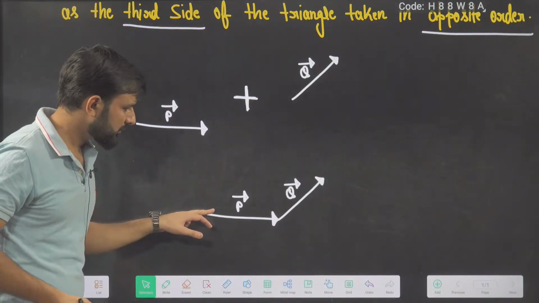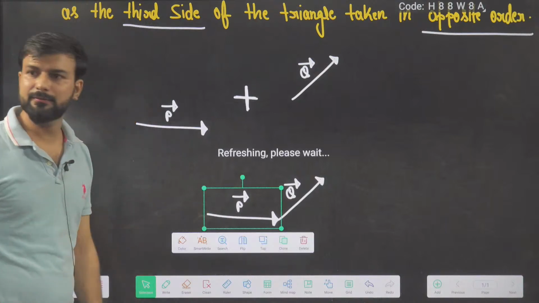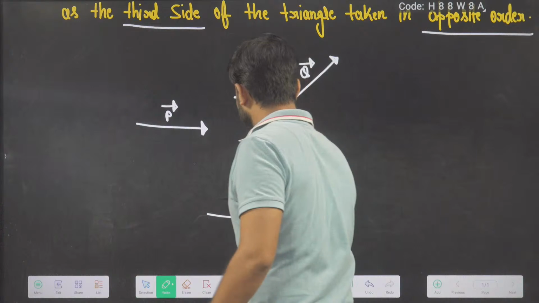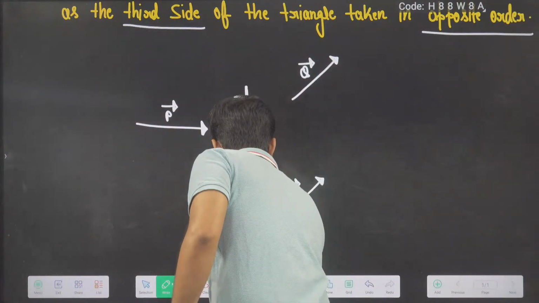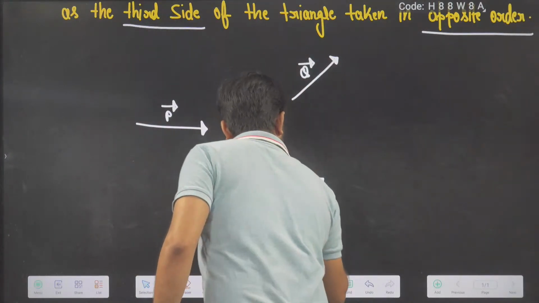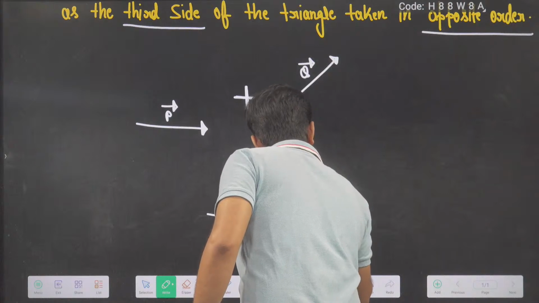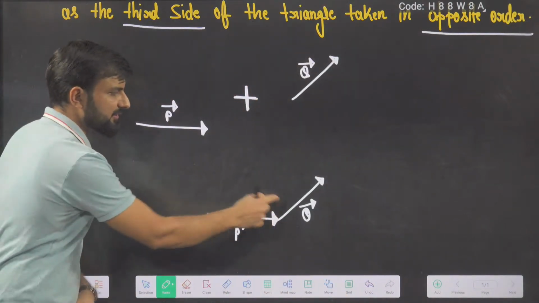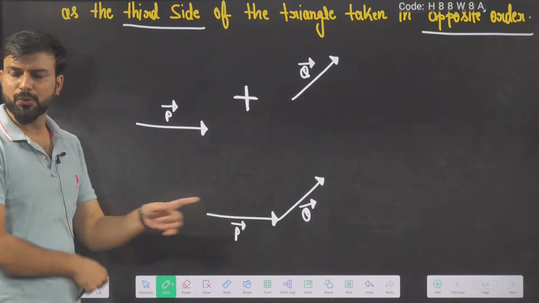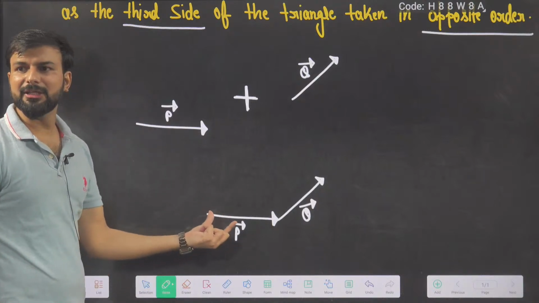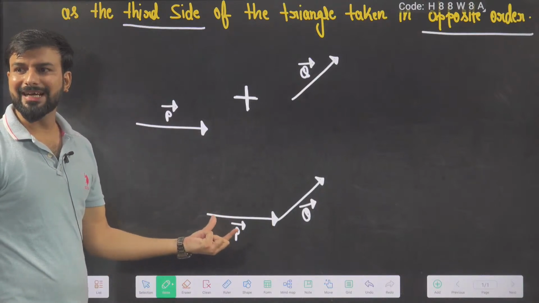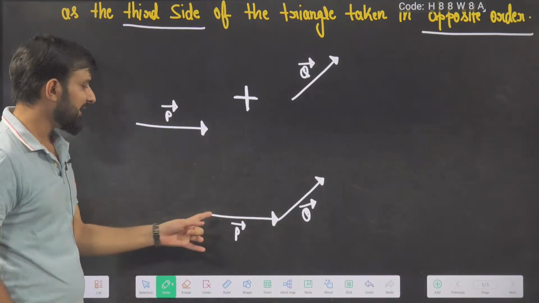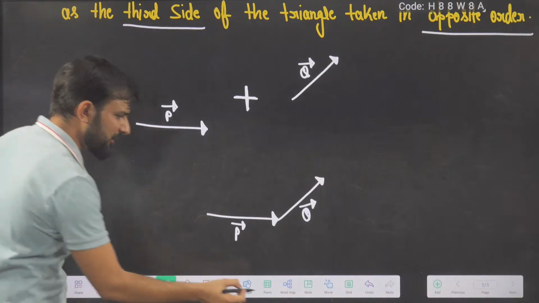Here, joined or not joined? This is your P vector and this is your Q vector. Right? This is your P vector, this is your Q vector. Joined? This is the meaning of the 2 sides of triangle. Are they looking like 2 sides of a triangle? Yes. And they are taken in same order. See what is the meaning of same order.